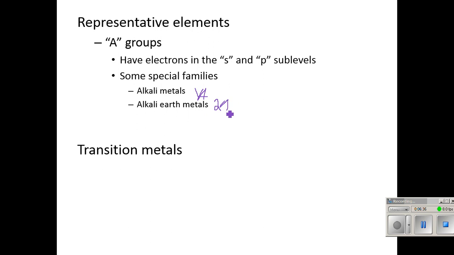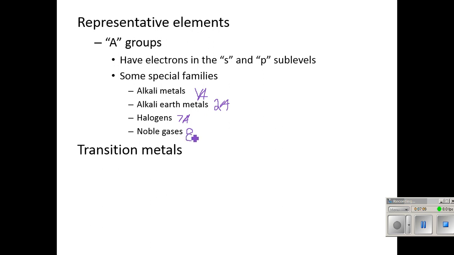That's the family that starts out with beryllium and magnesium and calcium and strontium. And then the halogens are family 7A. That's the family of nonmetals that starts with fluorine, chlorine, bromine, iodine, etc. You may have heard of halogen lamps. Think about that one. And then the noble gases, family 8A, also called the inert gases.